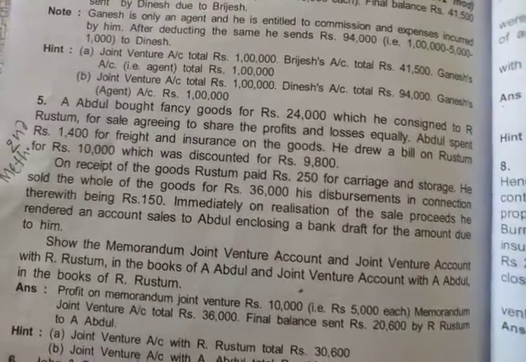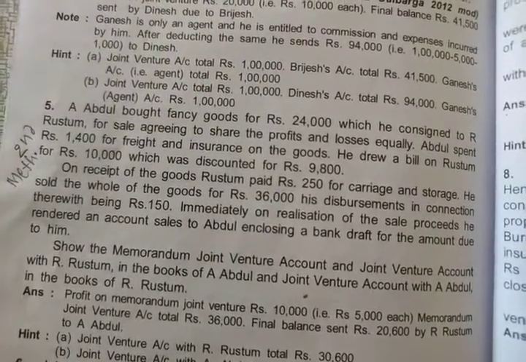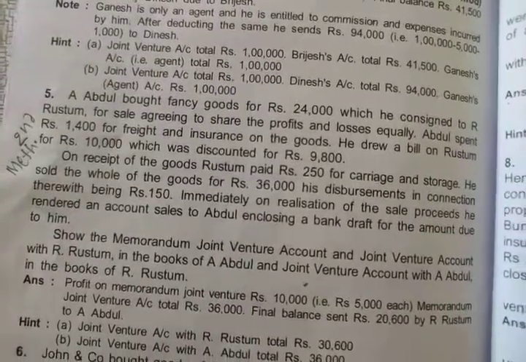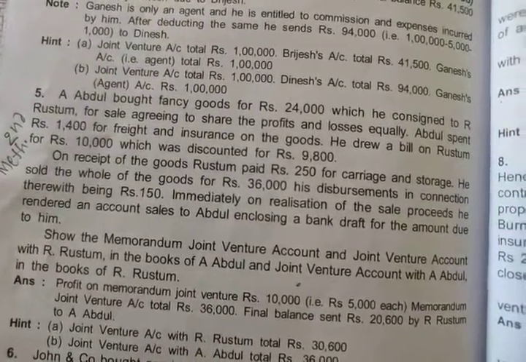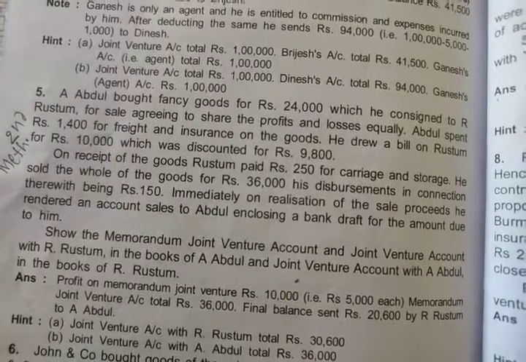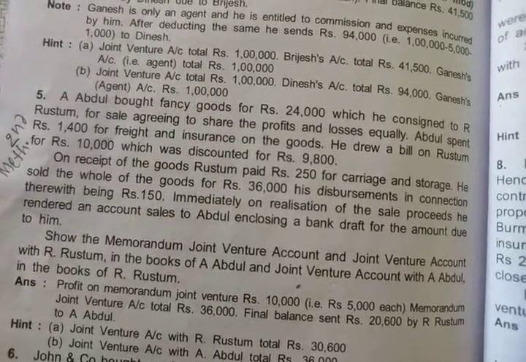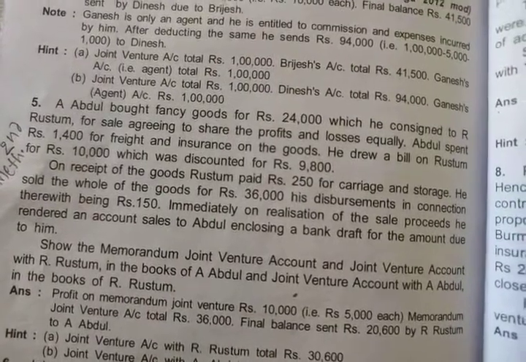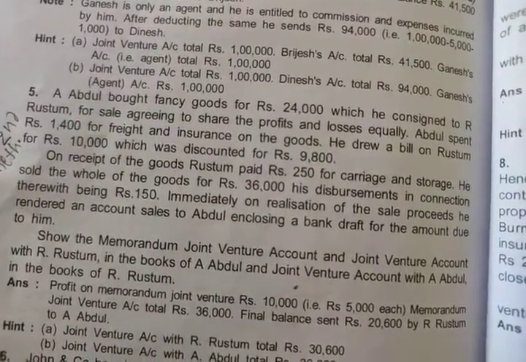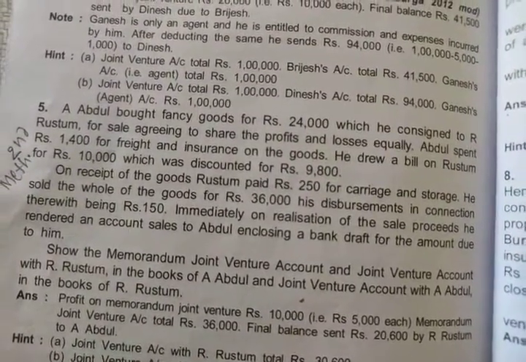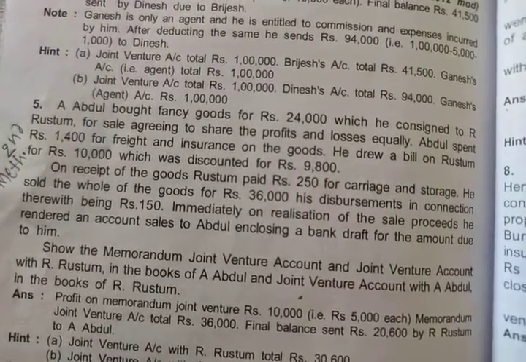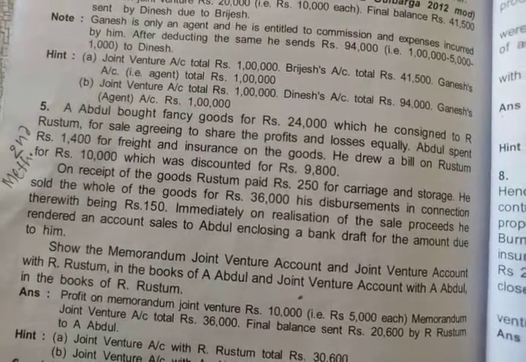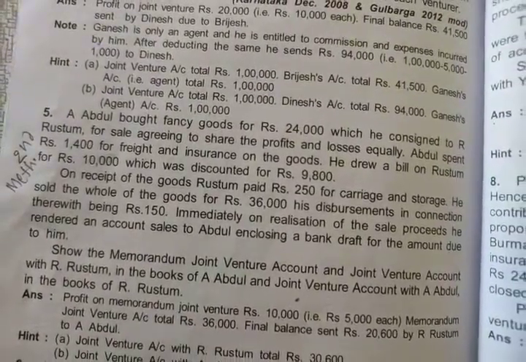Abdul bought fancy goods for rupees 24,000 which he consigned to Rustam for sale, agreeing to share profit and loss equally. Abdul spent rupees 1,400 for freight and insurance on goods. He drew a bill on Rustam for rupees 10,000 which was discounted for rupees 9,800. On receipt of goods, Rustam paid rupees 250 for carriage and storage. He sold the whole of the goods for rupees 36,000.